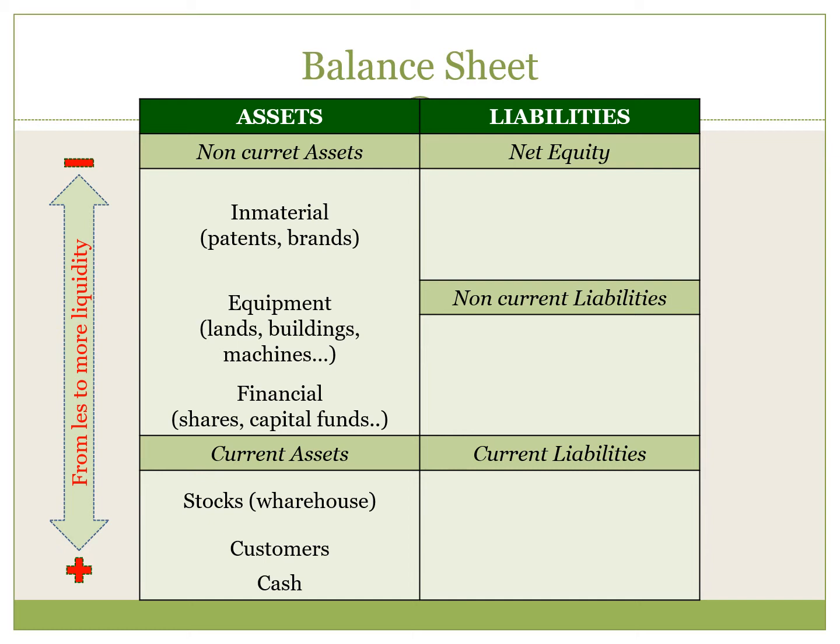We're also going to separate assets into two different categories. We're going to have non-current assets and current assets. Non-current assets are those that are long-term assets. They are less liquid things. And current assets are short-term assets, those assets that are easier to convert into money.